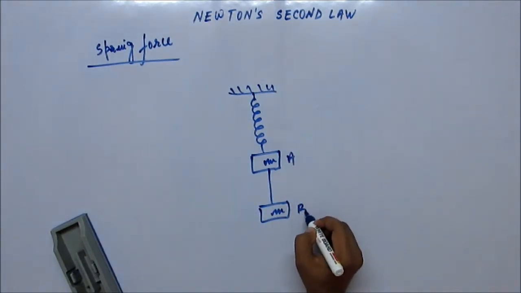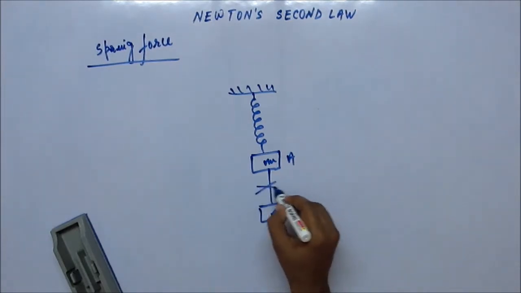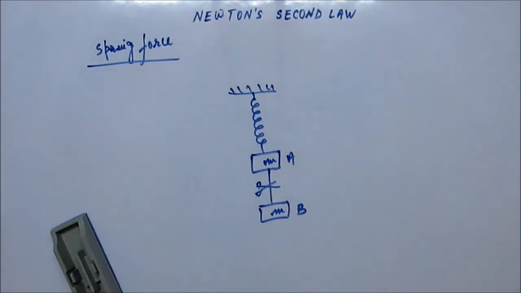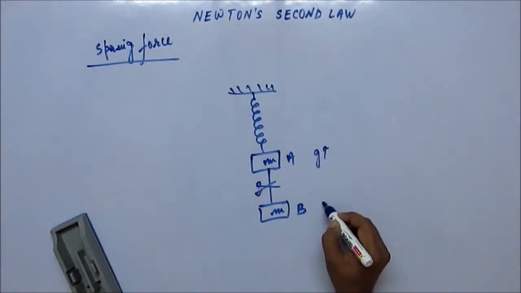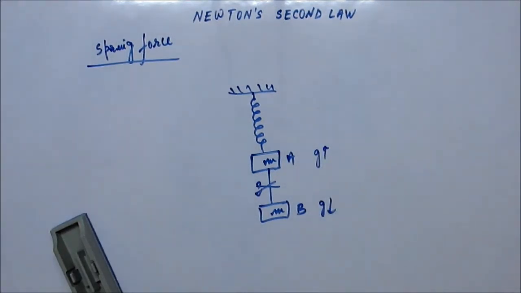A and B. You cut the string, and at that very moment, what is the acceleration of A and what is the acceleration of B? Find it quickly. If you're going to cut this there, your answer would be g upward, and for this it will be g downward. You got this? You're doing really well.